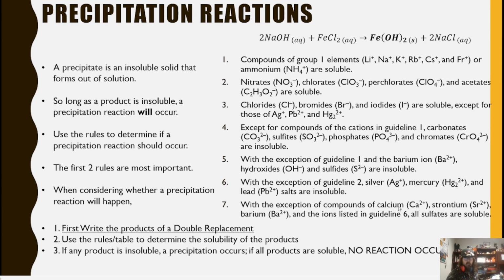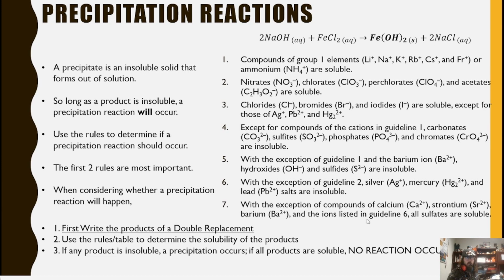And with the exception of compounds of calcium, strontium, and barium, the ions listed in guideline 6, sulfates are soluble. So sulfate is soluble with everything except for silver, mercury, and lead, and calcium sulfate, strontium sulfate, and barium sulfate. So magnesium sulfate dissolves. Beryllium sulfate dissolves. Iron sulfate dissolves, but not these few exceptions.